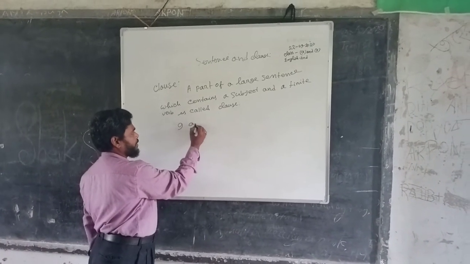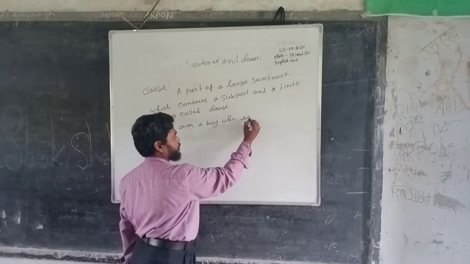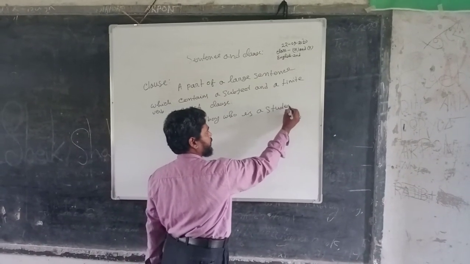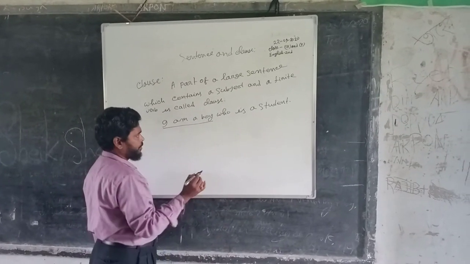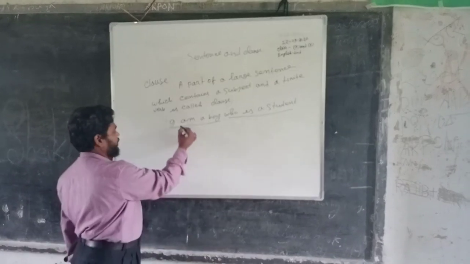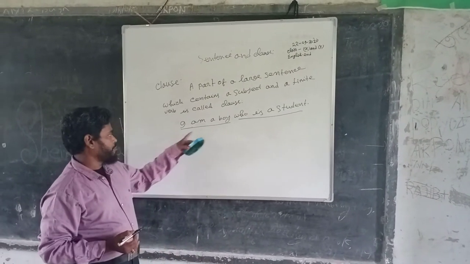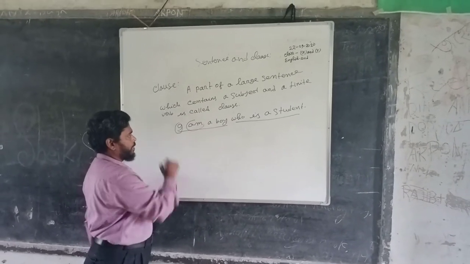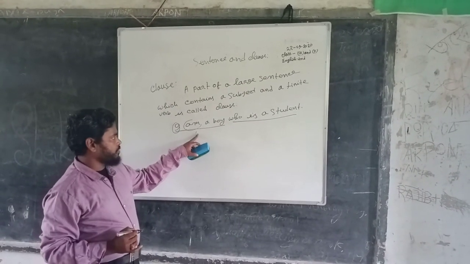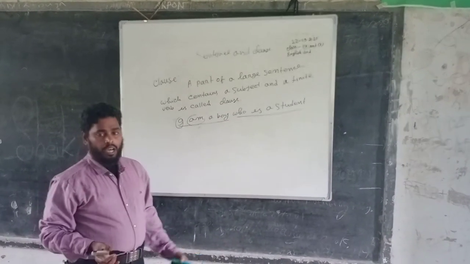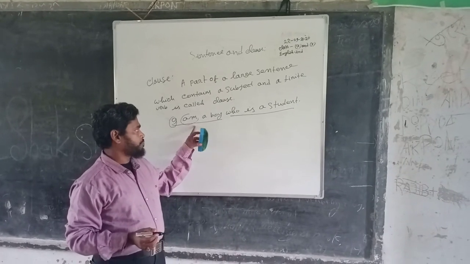Example: I am a boy who is a student. In this sentence, it has two parts. I am a boy, it's a clause. Who is a student, it's another clause. In the first clause, I is the subject, am is the finite verb. In the second, who is the subject and is is the verb. So now we have understood what a clause is: a part of a large sentence which contains a subject and a finite verb.